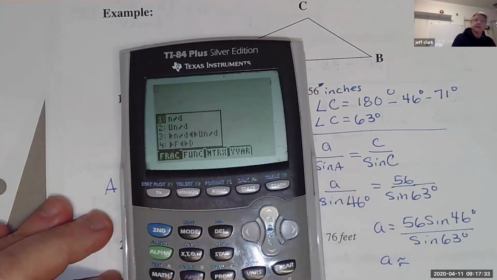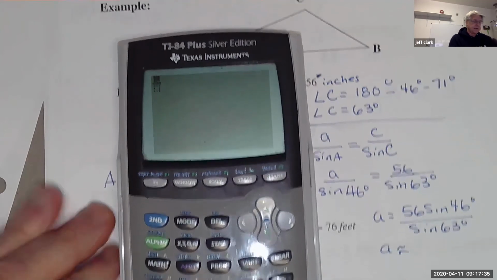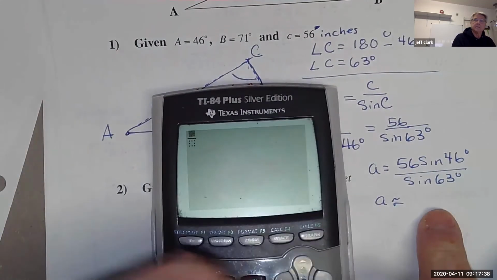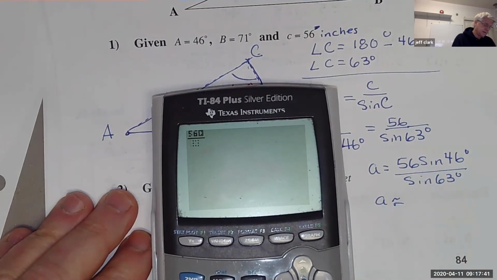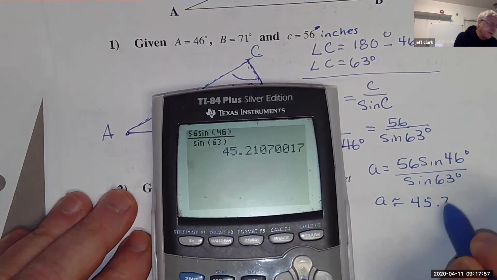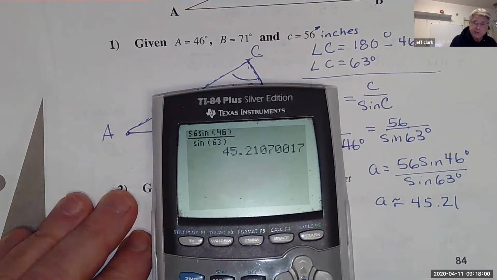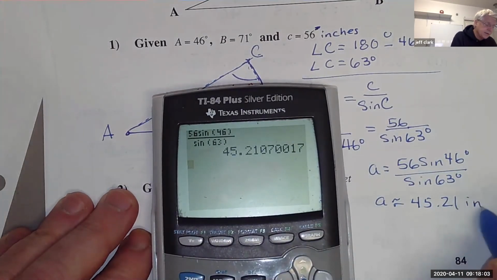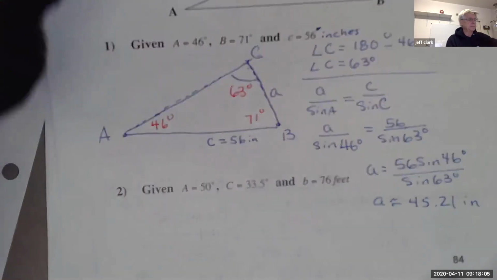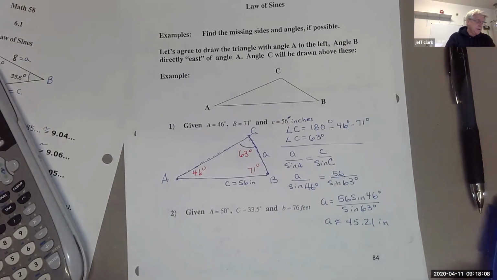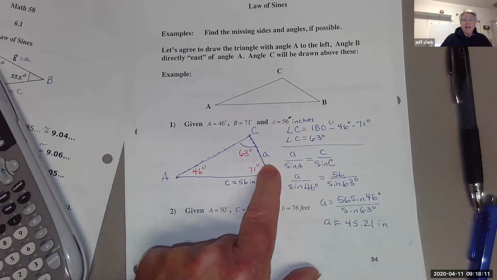A little fraction thing again. And then back to a sine 63 degrees. Okay, about 45.21 if it's two decimal places. Inches, units of measurement, inches. So that finds a.